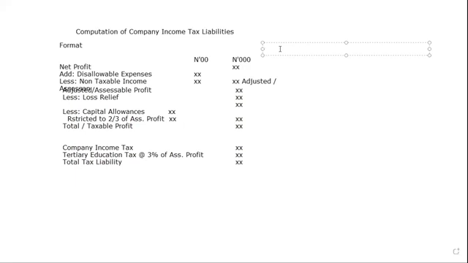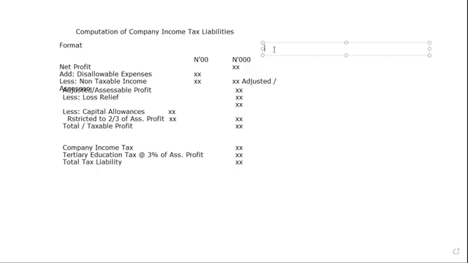So why is there a pile up after that non-taxable income? Why can't there be a space there? After that less non-taxable income, it seems something was written on top of the other. Sorry, it's just writing. What I wanted to write is adjusted slash assessable profit. I was having issues writing it. Sorry about that.